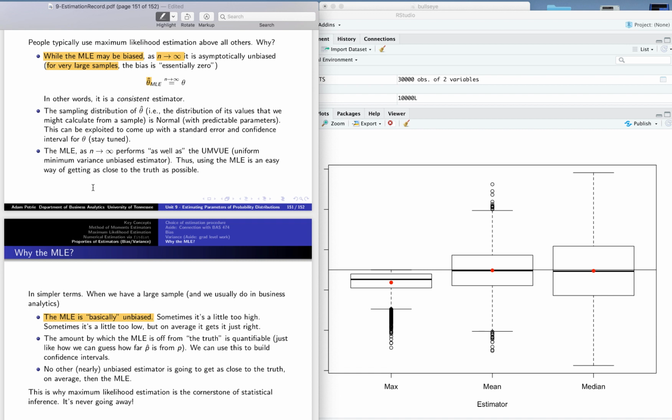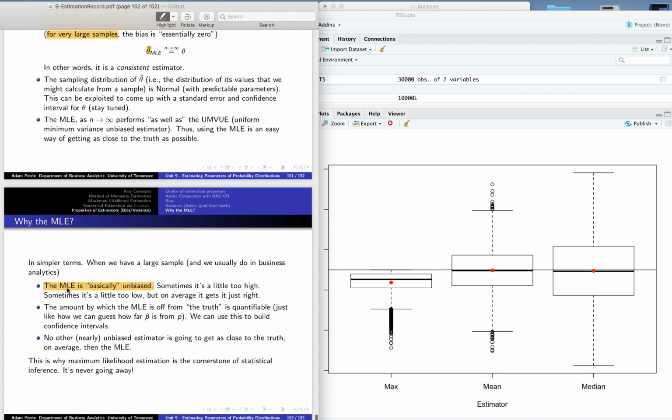Now, another reason we love the MLE is that we can actually talk about and develop a mathematical expression, in fact that's where we're headed next, of how far off we expect the value of the estimator is from the truth. We can predict the amount by which the MLE is off from the truth here. And using that, we can build confidence intervals. We can talk about the notion of a standard error. We have an idea for how far off the MLE is from the truth.